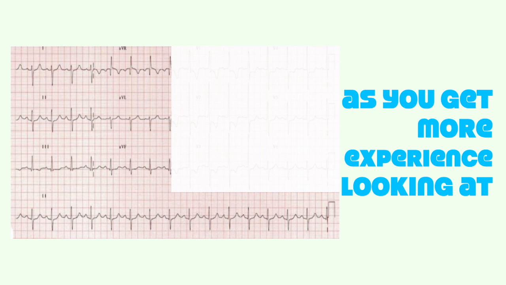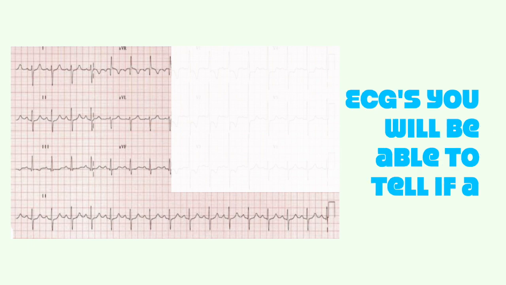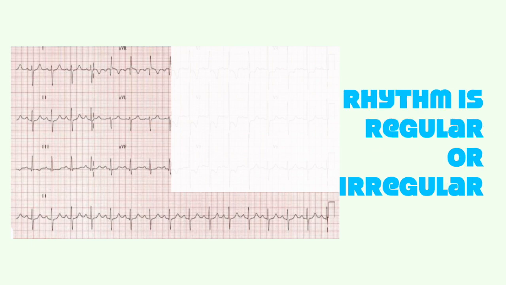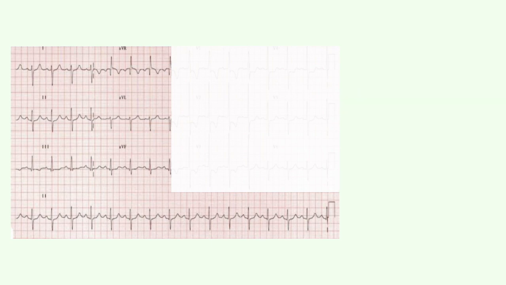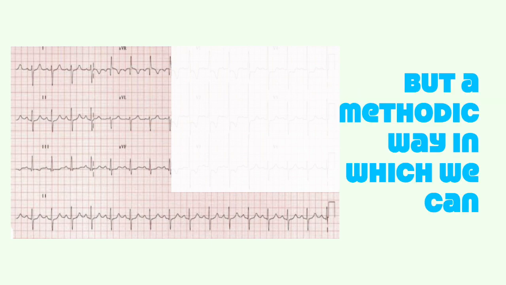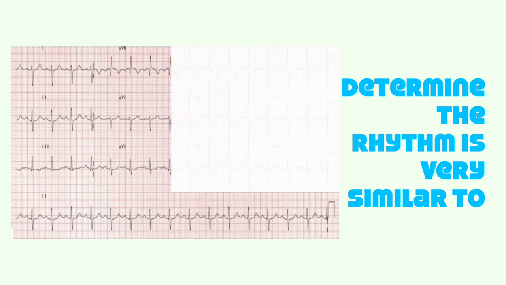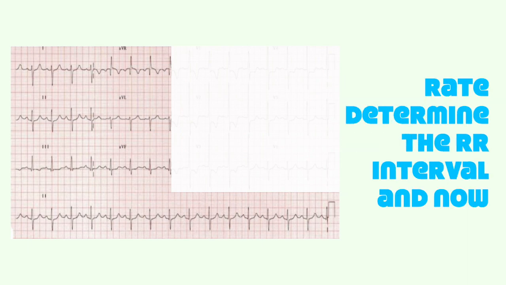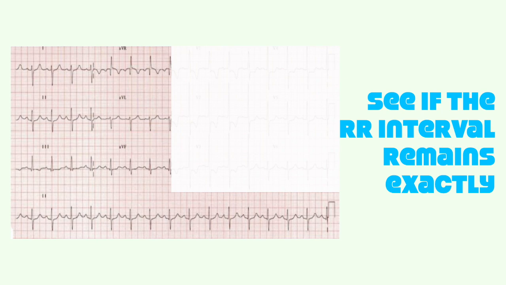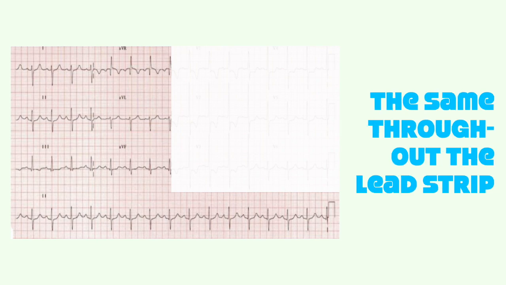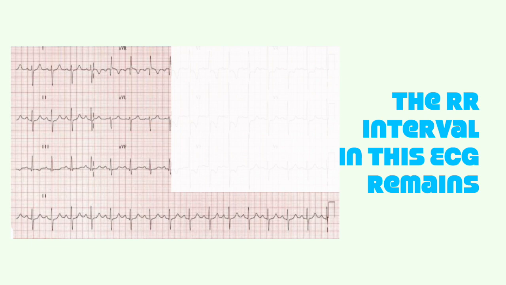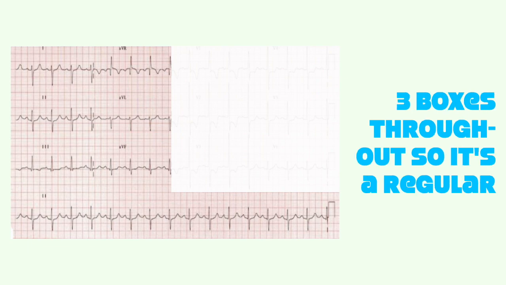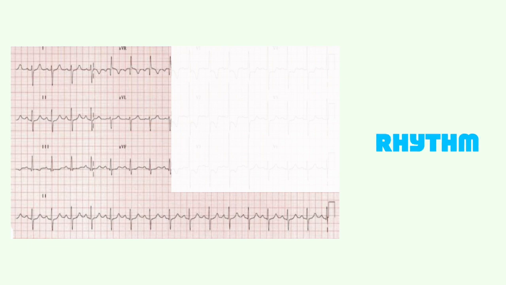As you get more experience looking at ECGs, you will be able to tell if a rhythm is regular or irregular. But a methodical way in which we can determine the rhythm is very similar to how we calculate the rate. Determine the RR interval and now see if the RR interval remains exactly the same throughout the lead strip. The RR interval in this ECG remains 3 boxes throughout, so it's a regular rhythm.